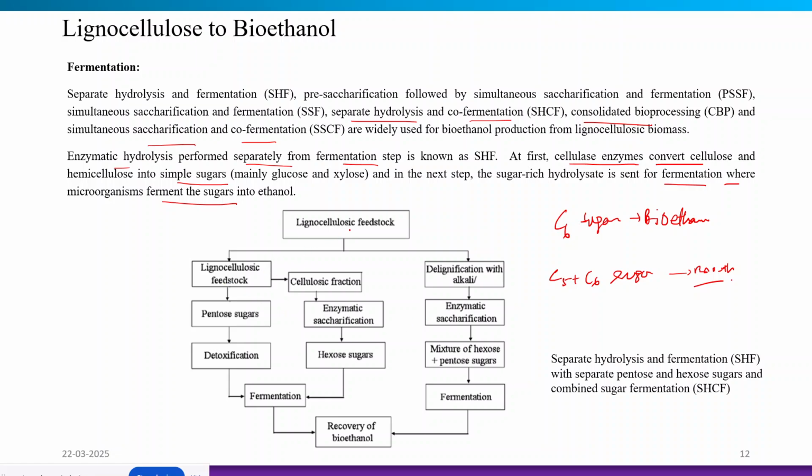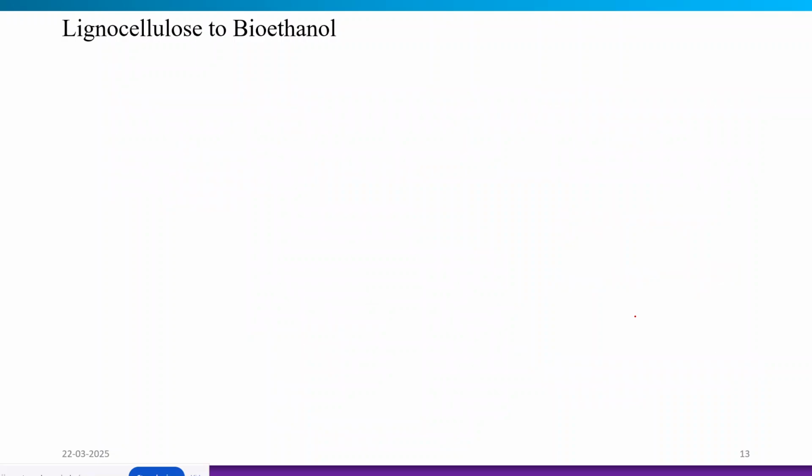Here you can see the lignocellulosic feedstock, its cellulosic fraction is taken, and by enzymatic saccharification you get C6 sugars, and the pentose sugars are detoxified and taken for fermentation in separate steps. But with delignification using alkali, the mixture of hexose and pentose sugars is taken for fermentation, so we are presenting the combined sugar fermentation process.